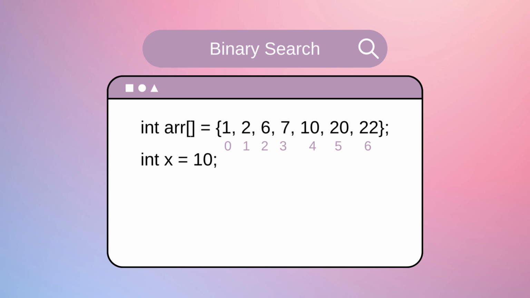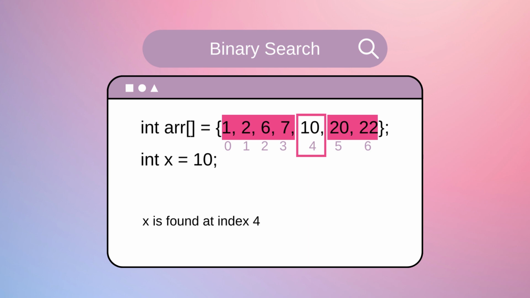In binary search, we start searching in the middle of the array, and if it's equal to x, then we're done. If x is smaller than the middle element, we will look for it on the left half of the array, and if it is larger than the middle element, we will look for it on the right half of the array. We repeat this process again and again until there's only one element left. If that one element is equal to x, then the element is found.